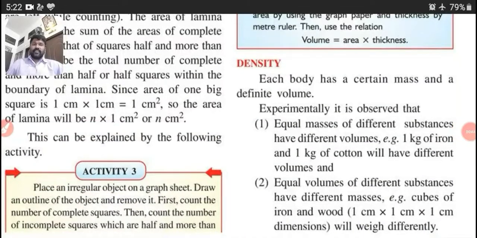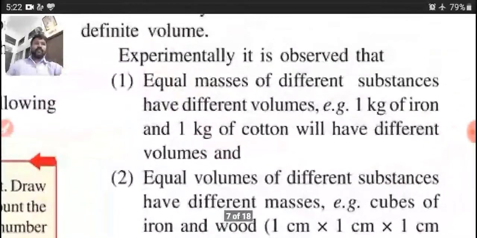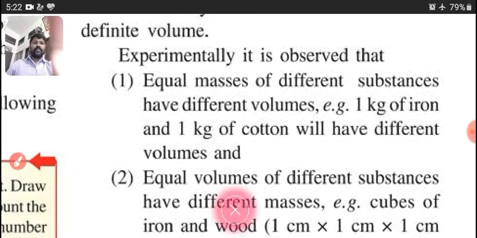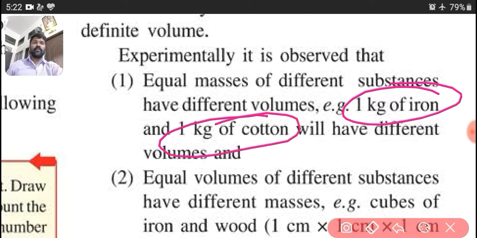Okay students, density. Each body has certain mass and a definite volume. Experimentally, it is observed that equal masses of different substances have different volumes. Example, 1 kg of iron and 1 kg of cotton will have different volumes.